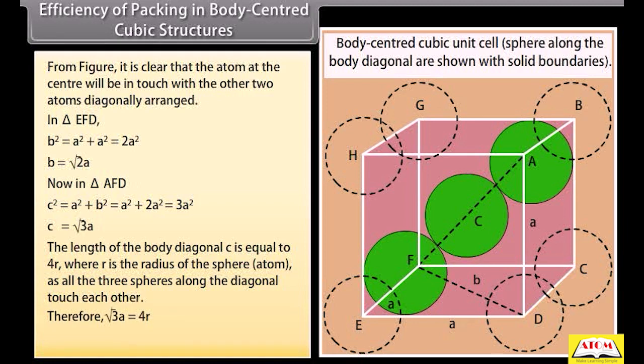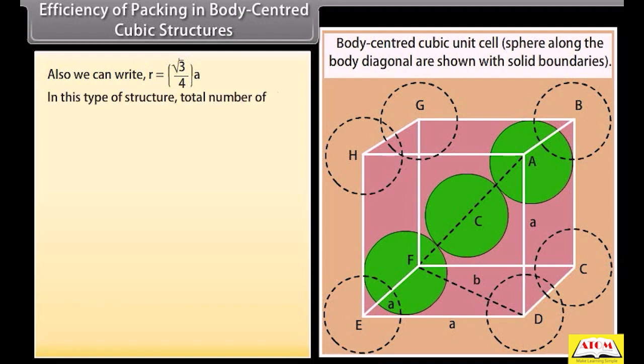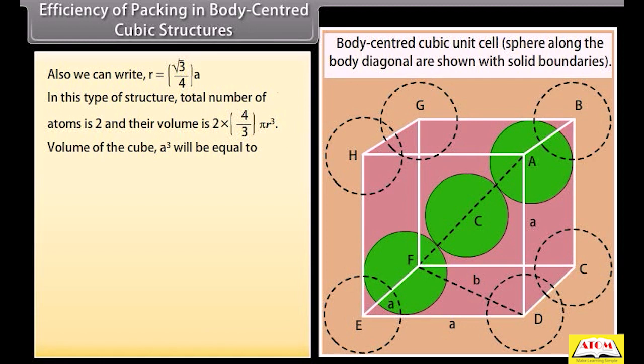Therefore, square root 3 a is equal to 4r. a is equal to 4r upon square root 3. Also, we can write r is equal to square root 3 upon 4 a. In this type of structure, the total number of atoms is 2 and their volume is 2 into 4/3 πr cube. Volume of the cube, a cube, will be equal to (4 upon square root 3 r) cube.